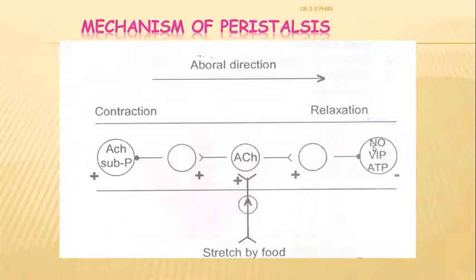So these are inhibitory. Then the neurons behind the bolus that are projecting behind the bolus are going to release the neurotransmitters acetylcholine and substance P.